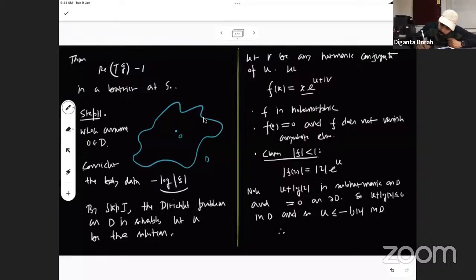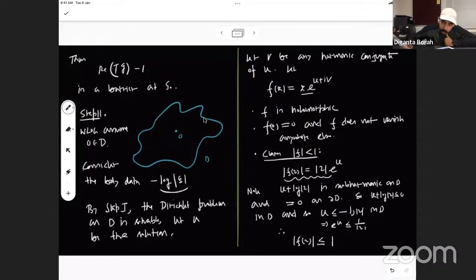Therefore, if you look at this equation here, this implies e to the power u is less than or equal to 1 upon mod z, right? So therefore, mod of f(z) is less than or equal to 1. So for this f, I should have strict inequality. There are many ways to do that. First of all, f is holomorphic.